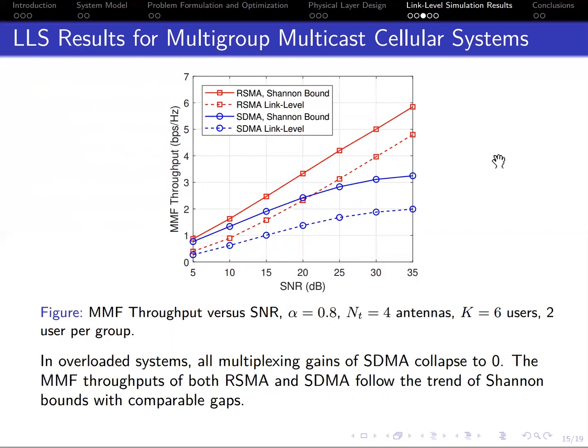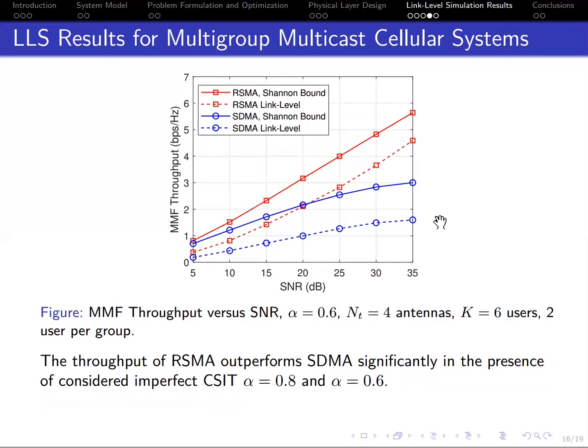Then we still consider the system with 6 users and 3 multicast groups and 2 users per group. The number of transmit antennas is 4. So now the system becomes overloaded, or multiplexing gains of SDMA are sacrificed and collapse to 0. The curve of SDMA channel bound gradually saturates as SNR grows. Therefore, the rate gain of RSMA over SDMA is more obvious. By link-level simulations, the maximum fair throughputs of both RSMA and SDMA follow the same trend. The throughput of RSMA outperforms SDMA significantly in the presence of considered imperfect CSIT, namely 0.8 and 0.6.